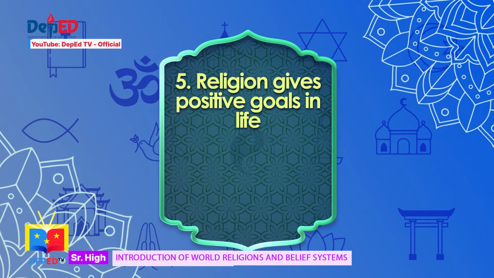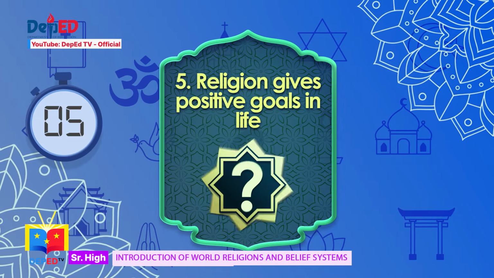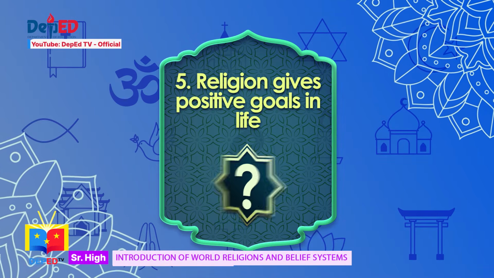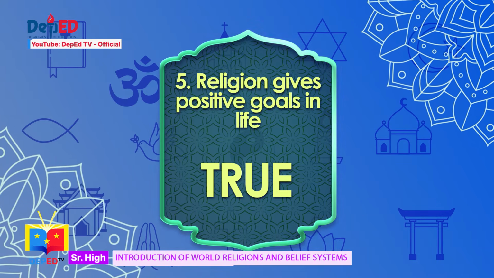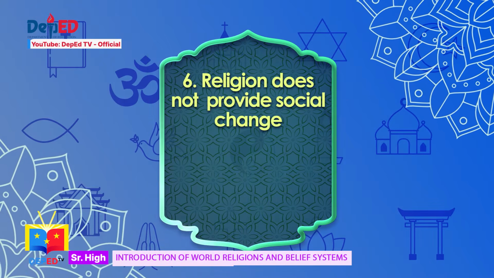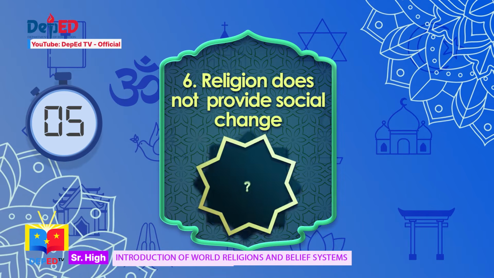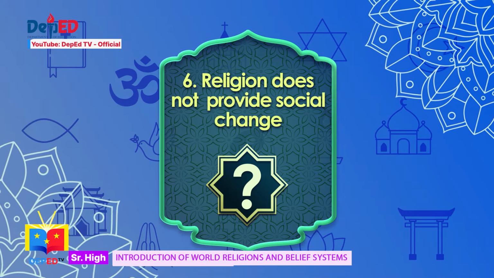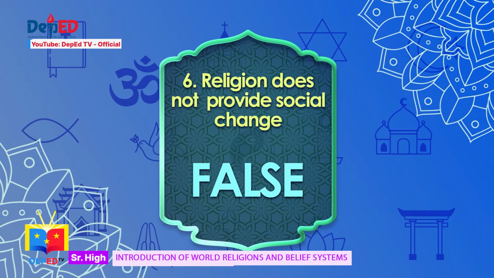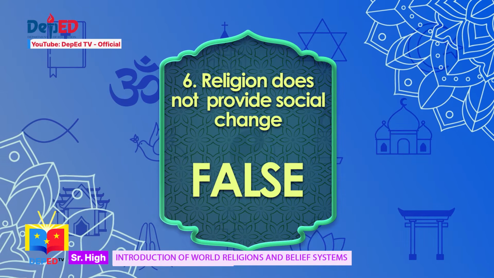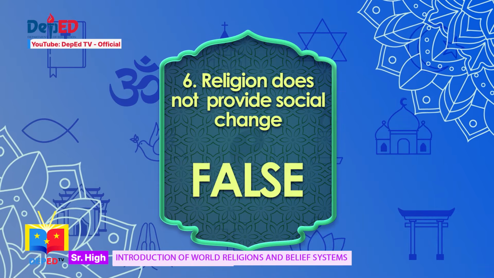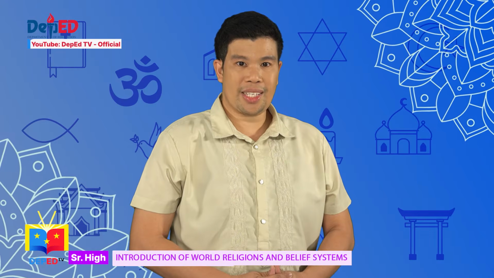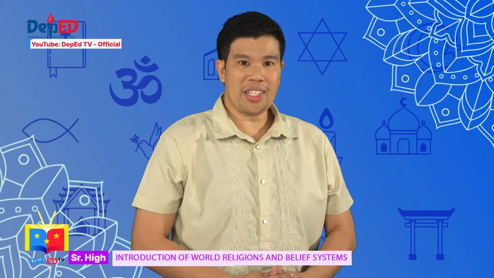Number 5, true or false? Religion gives positive goals in life. If your answer is true, you are correct. Great job! Number 6, true or false? Religion does not provide social change. If your answer is false, you are correct. Since religion is a source of moral values, religion provides social change. All right, let me know how many correct answers you got. If you're perfect, it only shows that you are doing a great job.